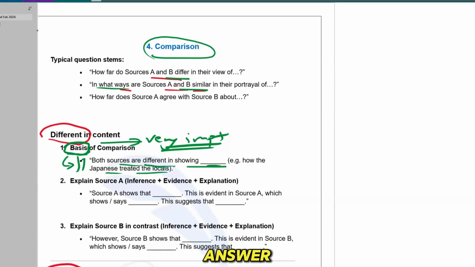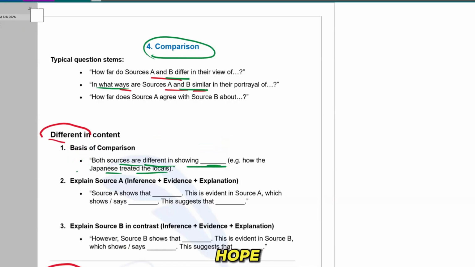Look at how I am writing my answer. You all follow that way also. Both sources are different in showing something. Or both sources are different in their views about something. All right. Extremely important, the basis. You must never forget the basis. A common mistake students make is that they forget the basis. They straight away tell me what source A is saying, then what source B is saying, then hope to pass. Cannot pass. Without the basis of comparison, you cannot pass this question.